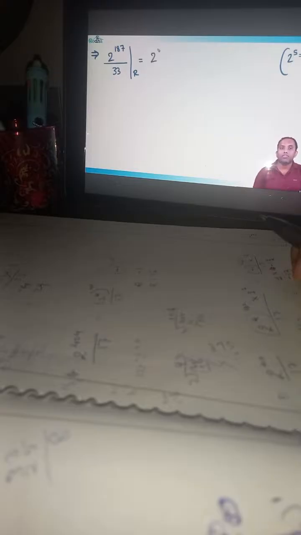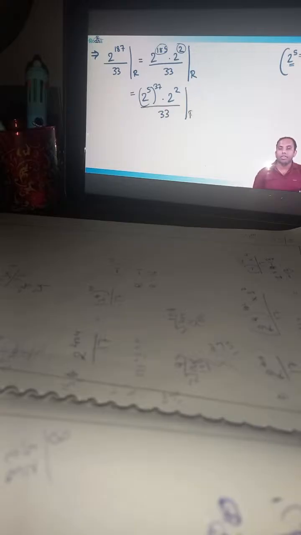So I'll write 2 raised to 185 into 2 square. I can split like this: 2 raised to 185 times 2 square, so 185 plus 2 becomes 187, divided by 33. Why? Because I have to write this in powers of 2 to get the remainder of minus 1 or plus 1, because 32 is 2 raised to 5. Now I can solve similarly. 2 raised to 185 can be written as 2 raised to 5 into 37, into 2 square, divided by 33 remainder. Correct. And now 2 raised to 5 is 32, and 32 by 33 remainder is minus 1.